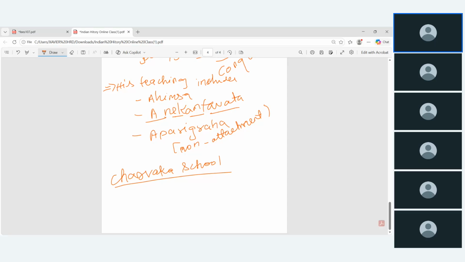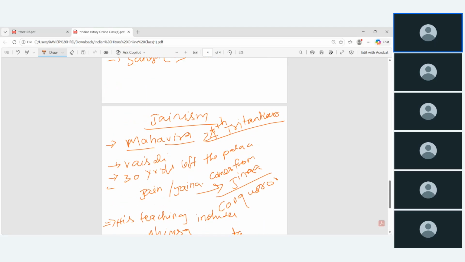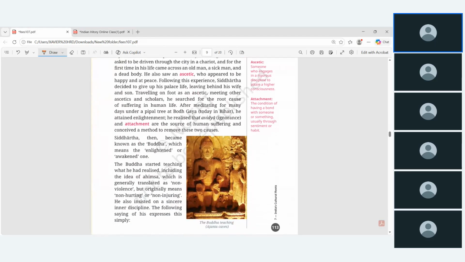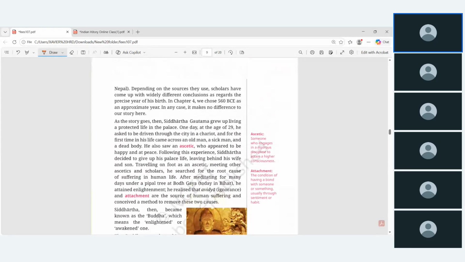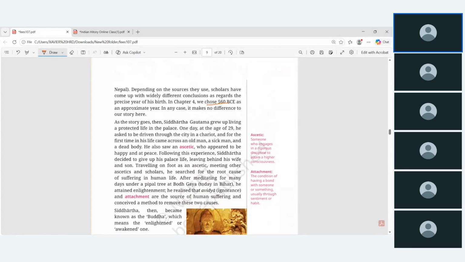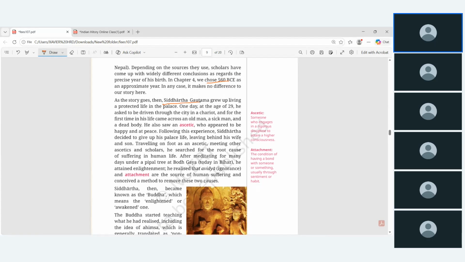Okay, இப்போ நான் என்னென்னலாம் எழுதணும், this will be there in the school book. Come, we can read it fast. He was born in 560 BC. This talks about Mahavira. Then Siddhartha Gautama, he had a protected life in the palace.